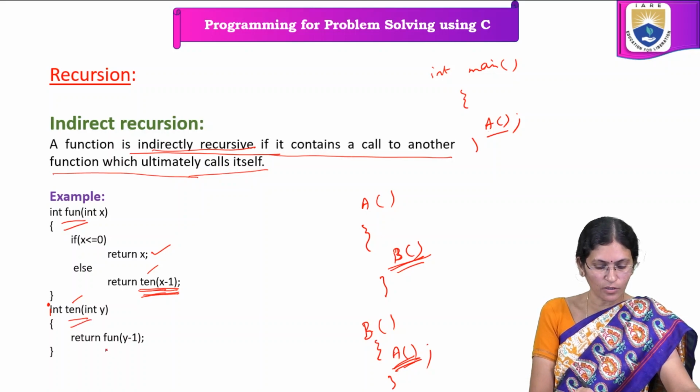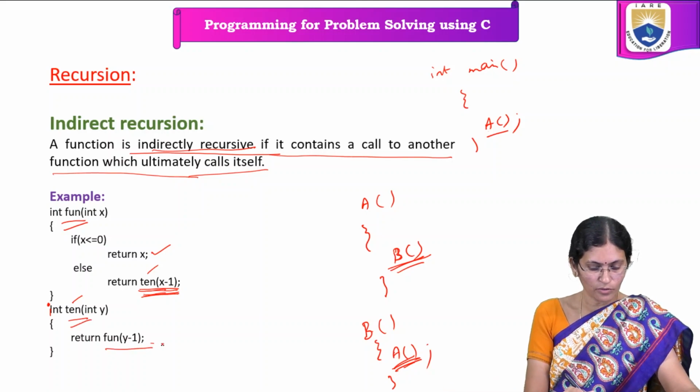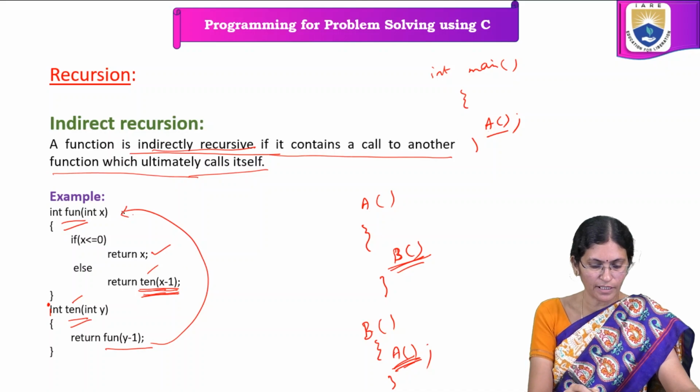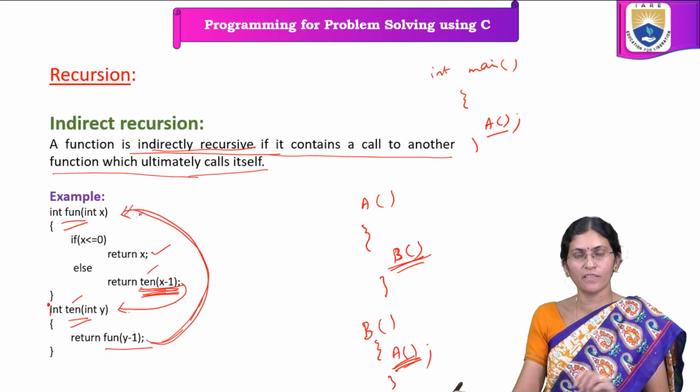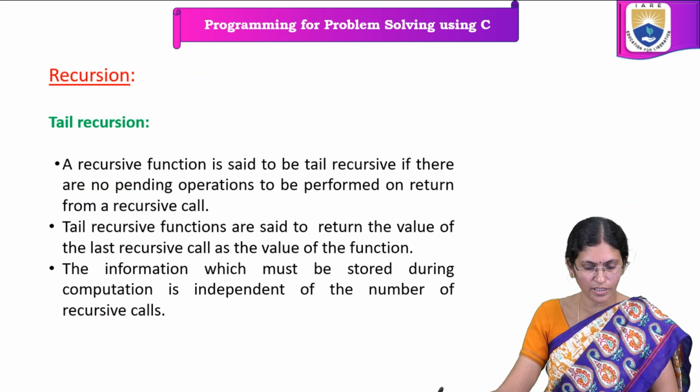Here again we are calling the function fun, so control is transferred here. So directly or indirectly it is calling itself. Whenever this line is executed, control is transferred here, and at this point control is again transferred here. This type of recursion is called indirect recursion.